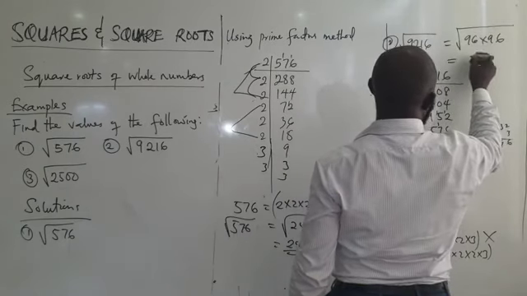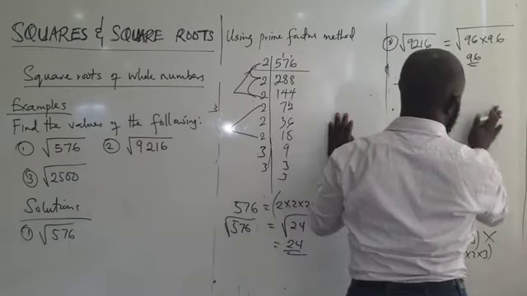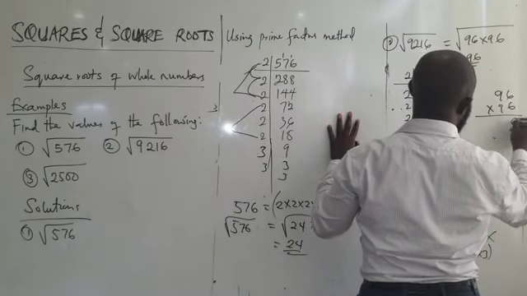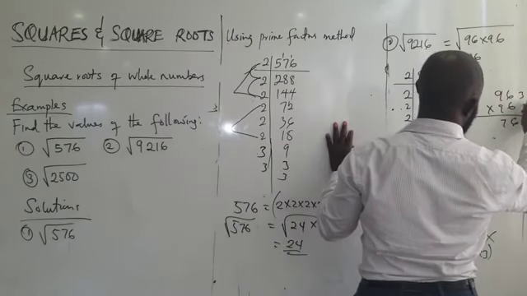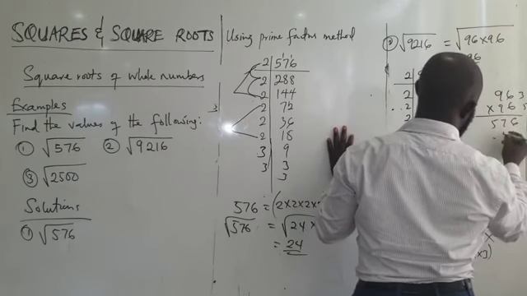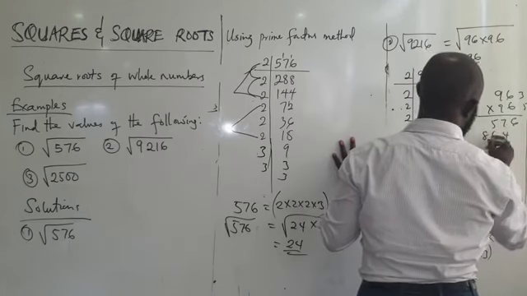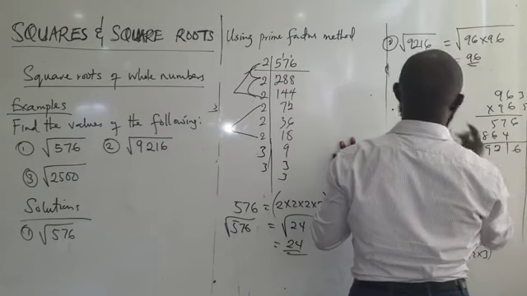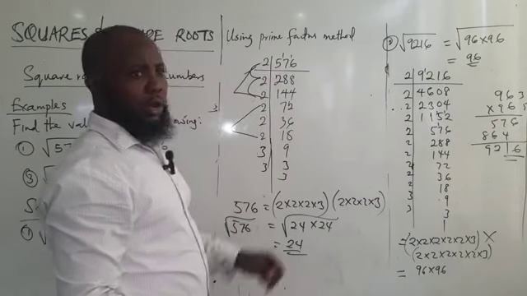Which means it's going to be 96. If you multiply it by itself, 96 multiplied by 96, that's what we're going to get. 6 times 6, 36, we write 6 and carry 3. 6 times 9, 54, plus 3, 57. 9 times 6, also 54, we write 4, carry 5. 9 times 9, 81, plus 5, 86. Let's add: 9216. As you can see, if you do the same thing here, you're going to get the same answer. I hope this is very clear.